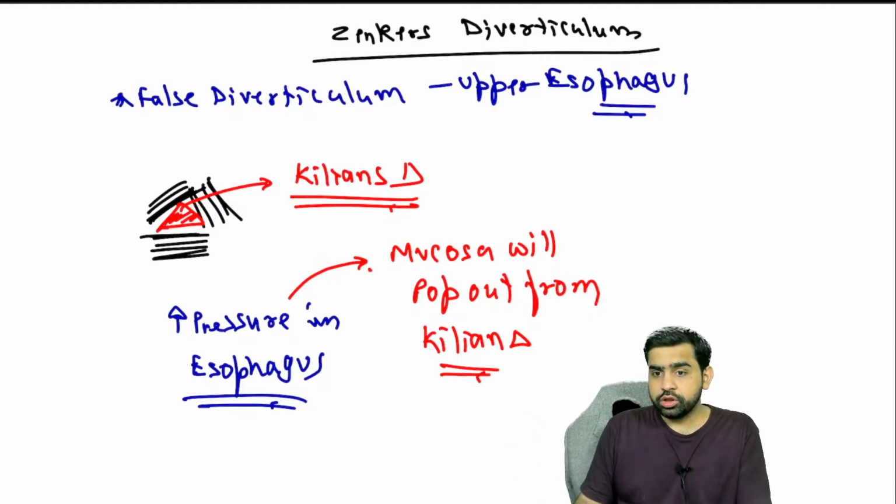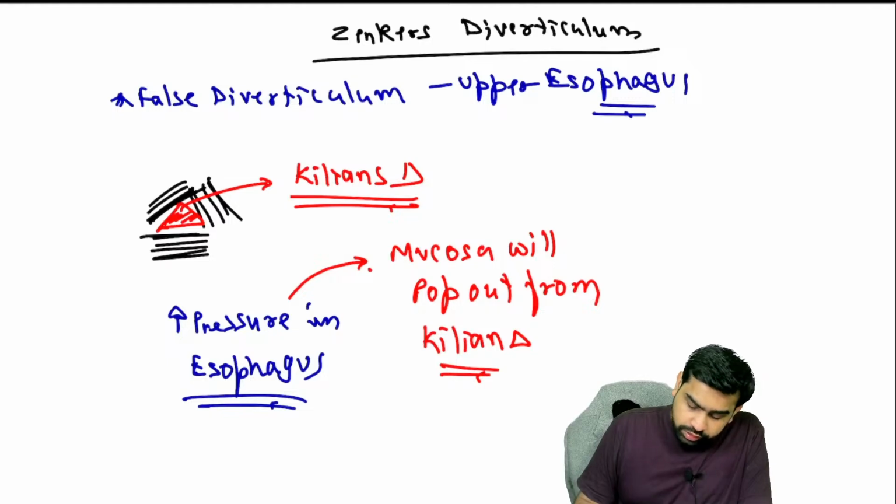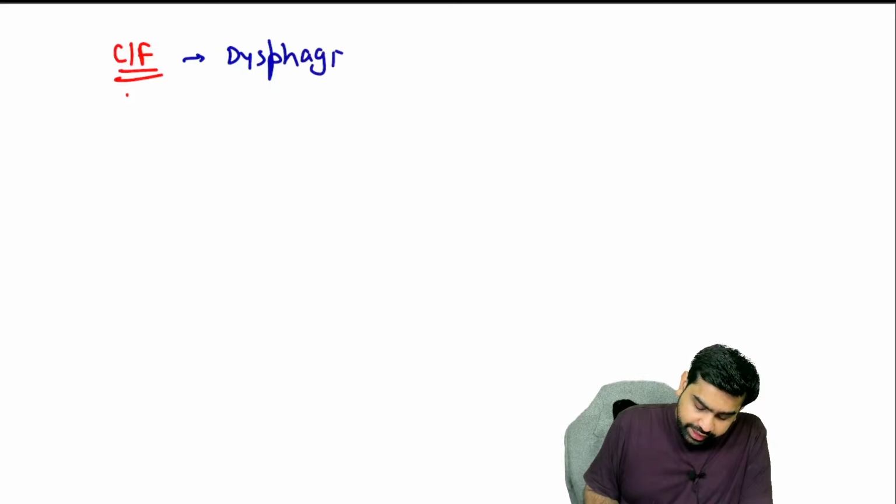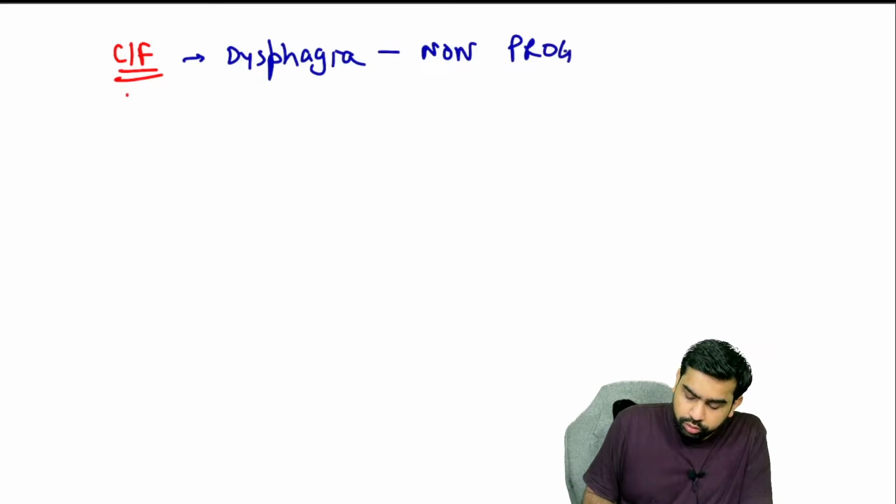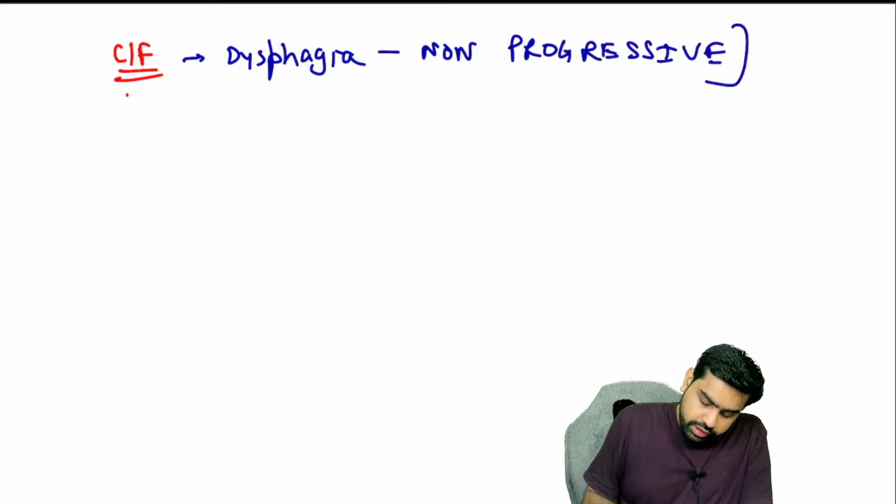So this is what is referred to as your Zenker's diverticulum. This starts posterior in the midline. What about the clinical features? What will be the clinical features of this particular patient? Patients are going to have dysphagia, and please understand that the dysphagia will be non-progressive.